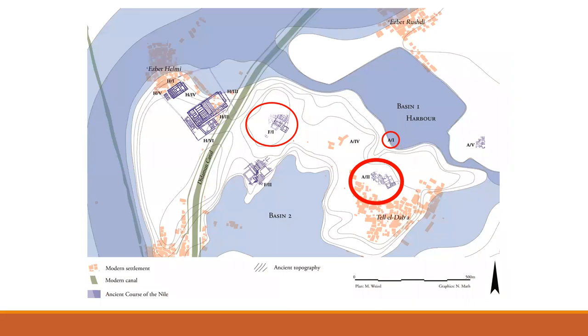So for our study, multiple cemeteries have been found from Avaris. We were able to sample individuals from three different areas, A1, A2, and F1, circled here. The samples were mostly from A2, the largest cemetery at the site and the most published one. The samples dated from the very end of the Middle Kingdom to the end of the Hyksos period. So unfortunately, we do not have information or biological data from the very earliest phases of occupation.